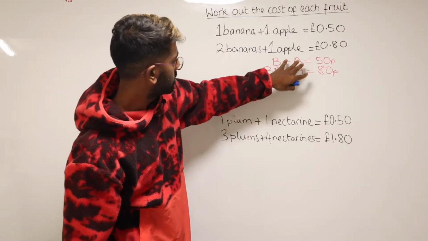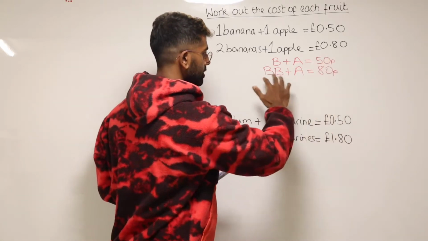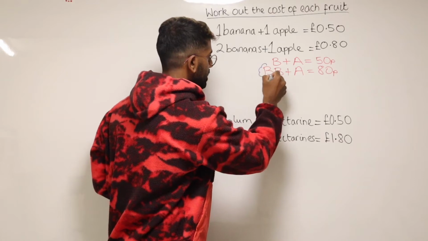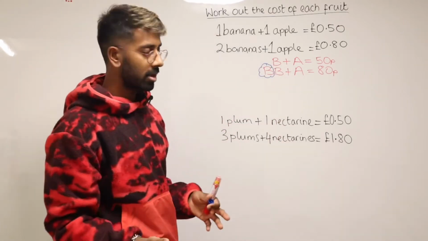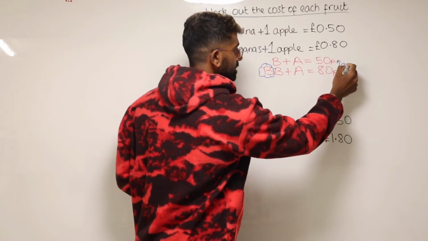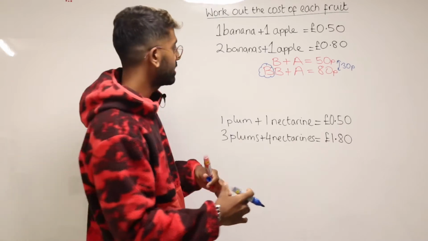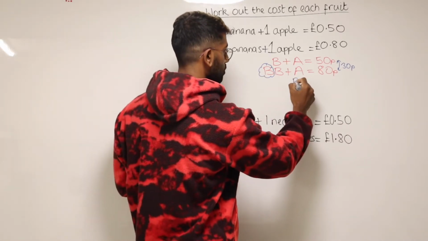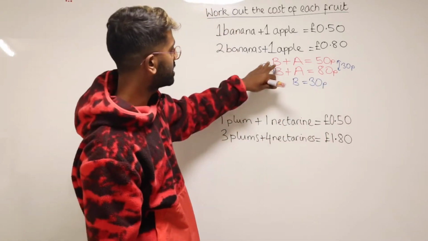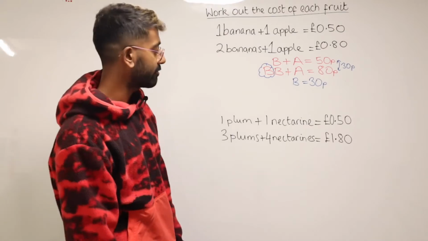Now hopefully you can see that the only difference between these two different sentences is this one has just an extra banana. And we can see that the difference in price here is 30 pence. And so what that tells me then is this banana must cost 30p because that's the only difference from here to here. So that's what's causing that 30p difference.